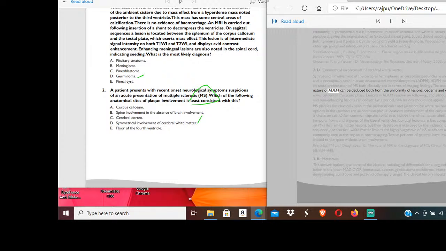The monophasic nature of ADEM can be deduced both from the uniformity of lesional edema and contrast enhancement in the acute phase. Lesions in ADEM resolve on follow-up, and although enhancing and non-enhancing lesions can coexist for a period, new lesions should not appear.